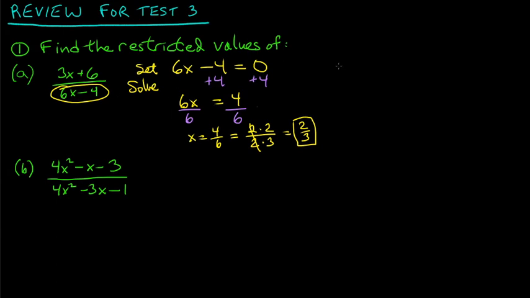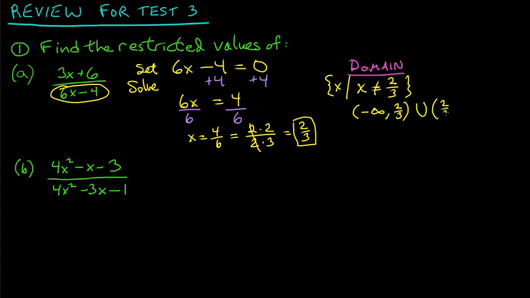Don't get confused with domain, which we talked about more recently. The domain is everything else, everything except the 2 over 3, right? In particular, it's the set or collection of all values of x that are not equal to 2 over 3. And if you remember, we usually write this in interval notation. We want everything less than 2/3, so from negative infinity to 2/3, union everything from 2/3 to infinity. Okay, so that would be the domain using interval notation.